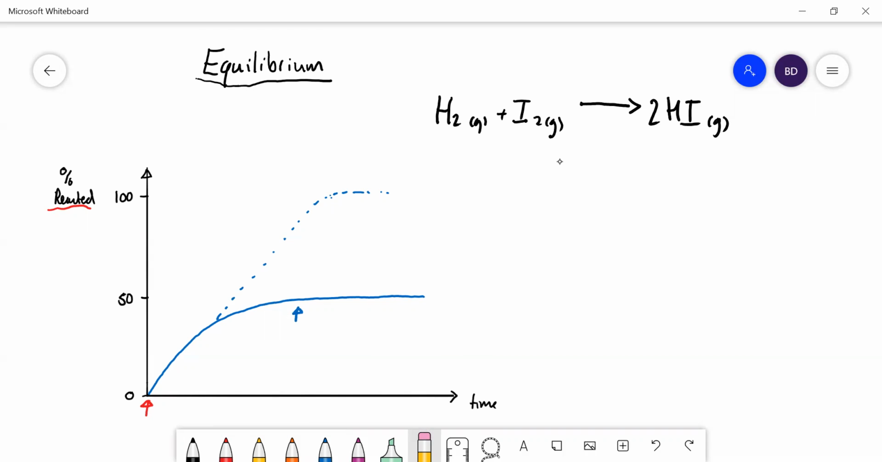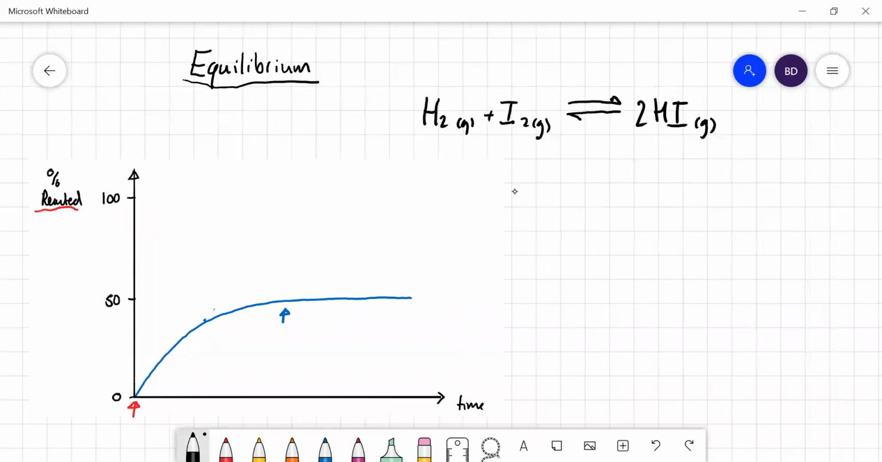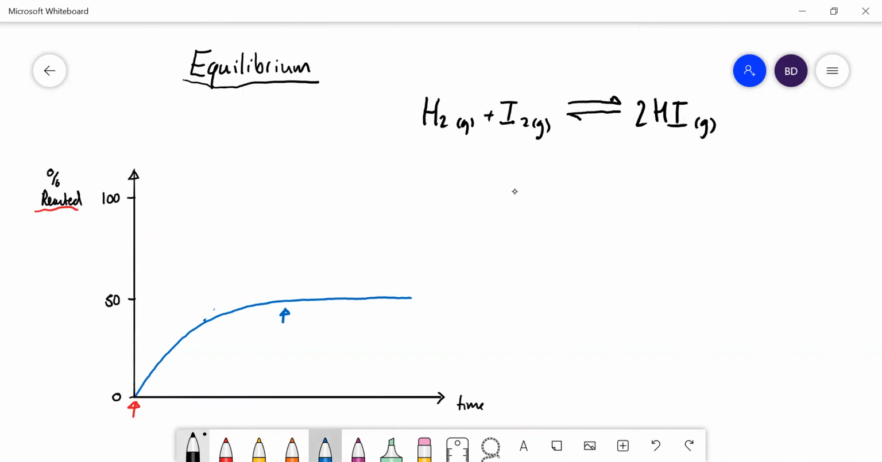In actual fact, it hasn't stopped at all. Let's see what has happened. Normally, we don't have that single arrow there for an equilibrium reaction. We put a double-headed arrow like that, and that shows that the reaction can go forwards and backwards. And at this point here, about that time there, equilibrium has been established.